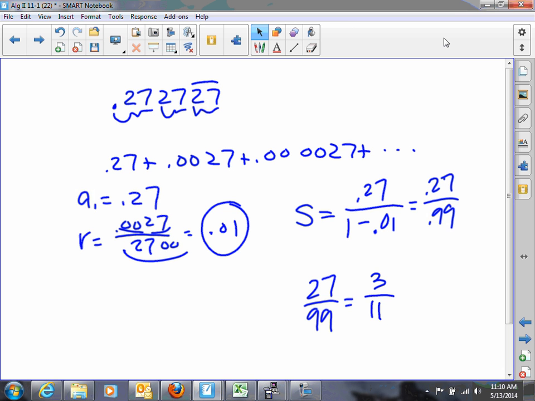Now, one of the things that happens sometimes is you have a repeating decimal, but the first couple of numbers don't work right. There's an example of that in one of the solution videos. I'm going to refer you to that to take a look at that. Now, that should take care of the things you need to know about infinite geometric series. So we're done.